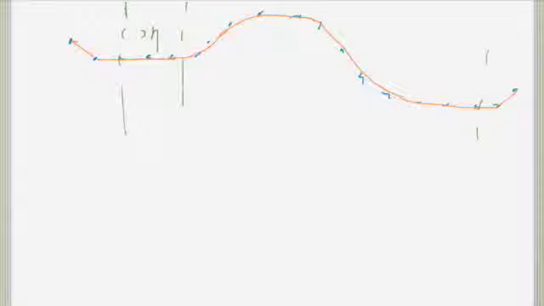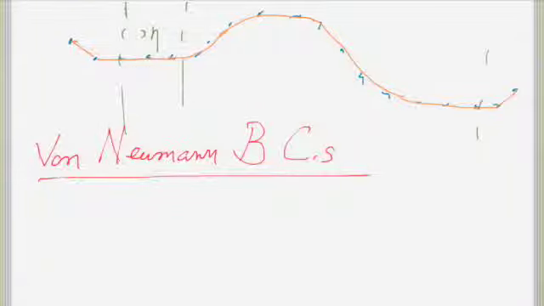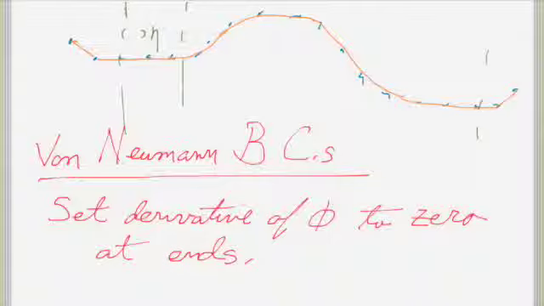So to avoid this, what we really want to do is use von Neumann boundary conditions. And here you set the derivative of the potential to a fixed value in general, but we set it to 0. So on both ends, we set the derivative of the potential to 0. So that's what we do. So how do you do that in this finite difference form? How do you set your derivative to 0?